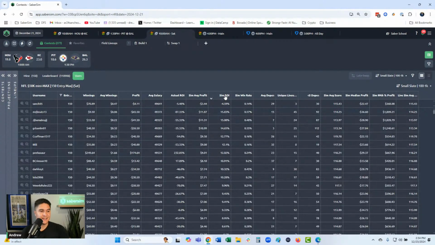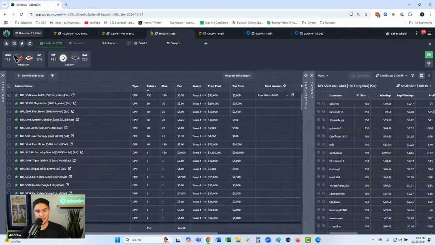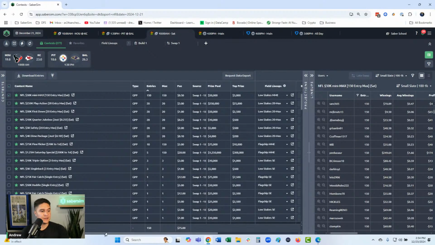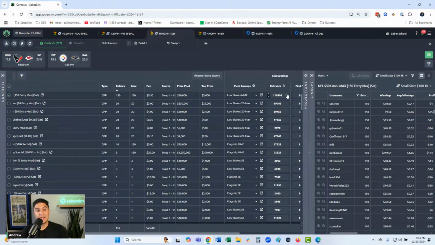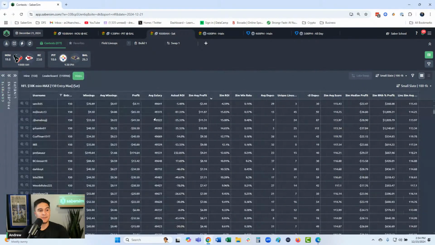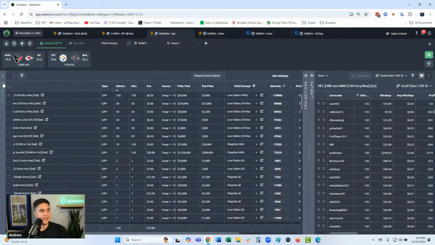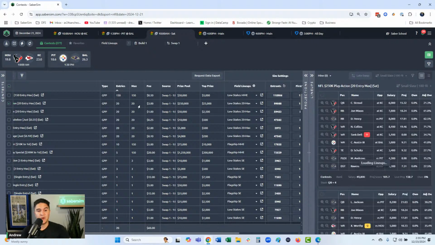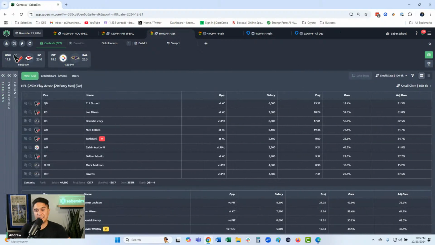Highest sim ROIs are somewhere above 5%. So what does that tell me? That tells me this is actually a low edge contest. This mini max, wow, 118,000 entries. And see, the highest sim ROI achievable is like 15%. That's really not that much. And you're spending $75. If you had to choose between the 50-cent 150 max and the $3.20 max, maybe you're like, okay, hey, I can get 150 entries in this contest. It'll help smooth out my variance as opposed to only having 20 for a similar dollar amount. I can see somebody making that decision.